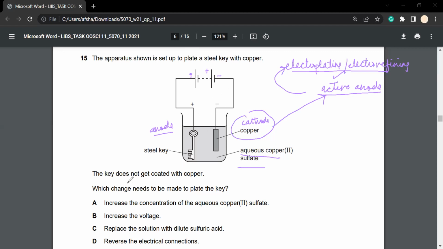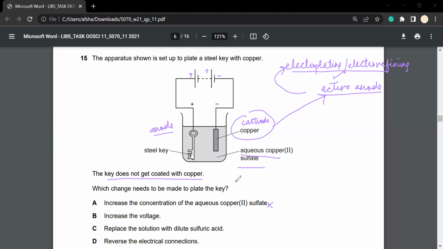Let's proceed further. Let's see what they are asking. The key does not get coated with the copper. Why the key is not being coated with the copper? Because this is not acting as a copper anode, which is mandatory for electroplating or electro refining. Which change needs to be made to plate the key? So let's see what should be the correct option. Increasing the concentration of aqueous copper sulfate.